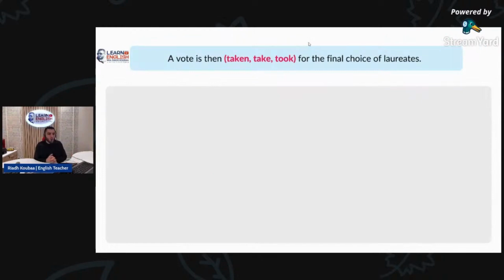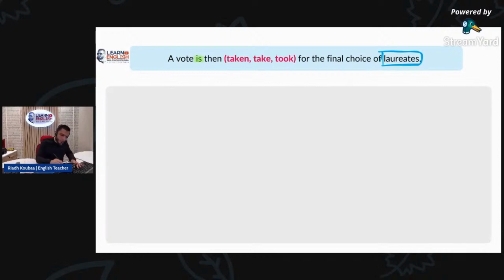The next one, a vote is took for the final choice of laureates. Laureates are those who are awarded. For example, you are a baccalaureate student. So at the end of this school year, the laureates, the students who will have the best averages, they will go to the castle of the president, Carthage castle, and they will be awarded. These students from each major, from each branch, will be awarded based on their achievements. So they are called laureates.